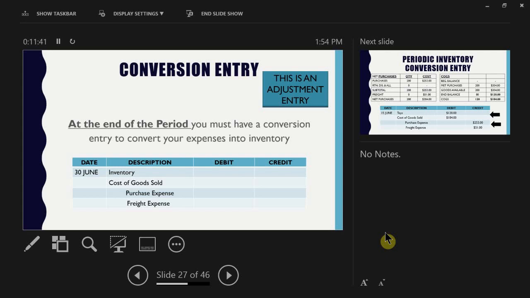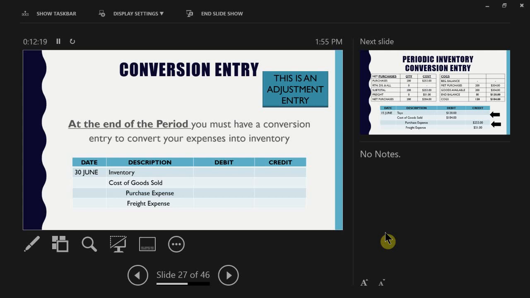But one thing that you note is that someone physically went down to the basement, took a physical count, and told you. So usually that happens at the end of the day, at the end of the week, at the end of the month. So at least you know at the end, once they tell you, hey, you have X amount of units in your inventory, that means you need to create your conversion entry, because now you recognize you actually have inventory. Okay? So this is where we're going to convert from our expenses into our inventory.